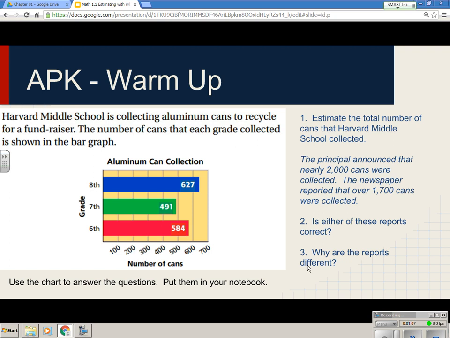You have what looks like a bar graph about aluminum can collections from 6th, 7th, and 8th grade. And it shows the number of cans they got. So Harvard Middle School is collecting aluminum cans to recycle for a fundraiser. The number of cans that each grade collected is shown. What you need to do is answer the 3 questions that are on the right.